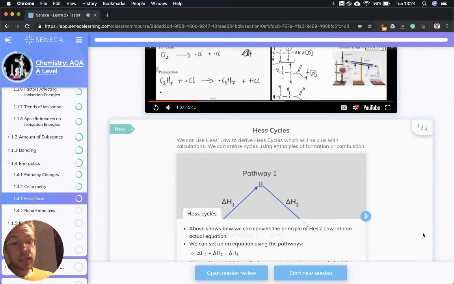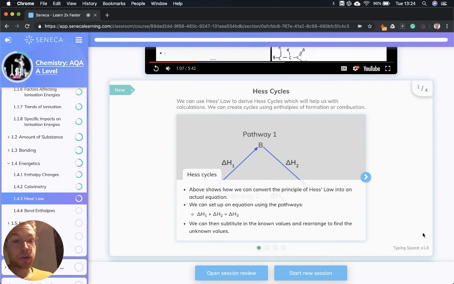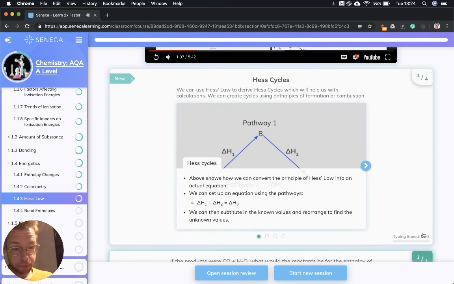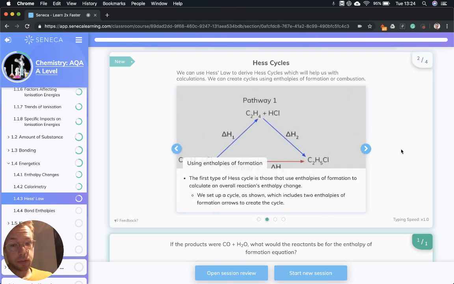Now, we can use Hess's law to derive Hess's cycles, which helps us with the calculations. We can create cycles using enthalpy changes of formation or combustion. Okay, so we'll have three pathways, and the two enthalpy changes that go from A to B and then B to C would be the same as the enthalpy change if you go directly from A to C. So that is just demonstrating that different pathways will have the same enthalpy change, and we can just substitute in the values that we know.